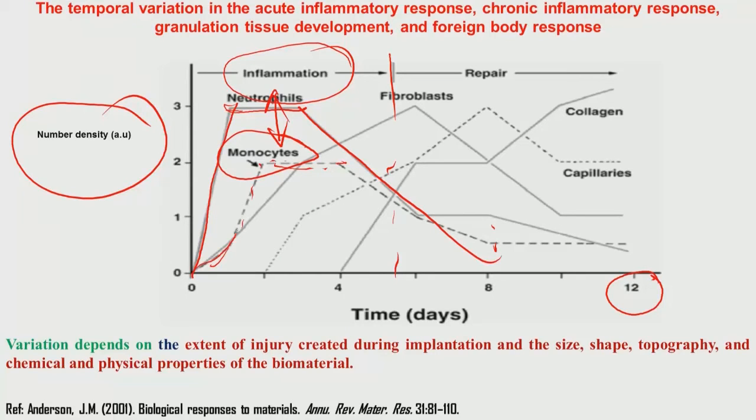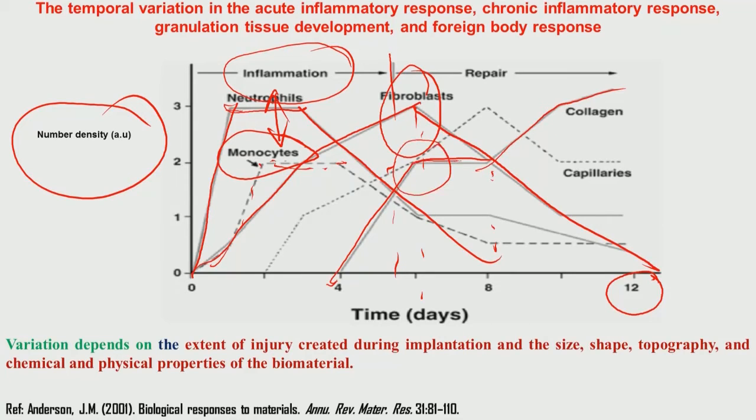The third one is fibroblast activity, or fibroblastic activity, which goes to a peak at almost 1 week. Now, collagen synthesis also starts once there is a sufficient number of fibroblasts, and you can see there is a certain peak value of fibroblasts, and there the collagen synthesis also picks up equally, and it increases further during the post implantation period.